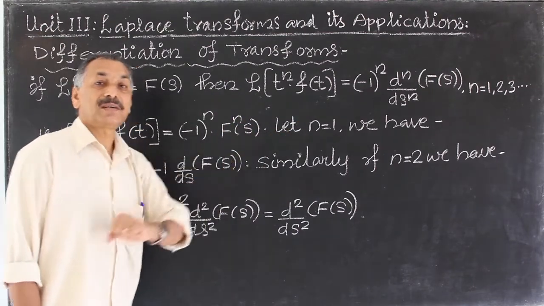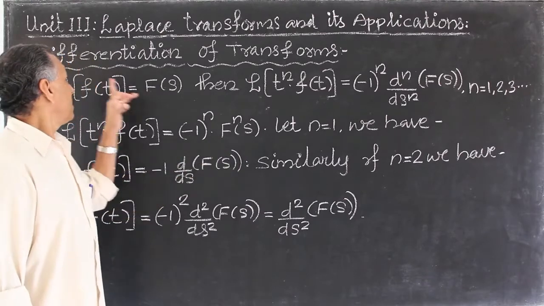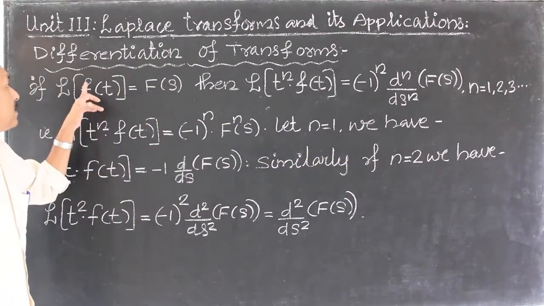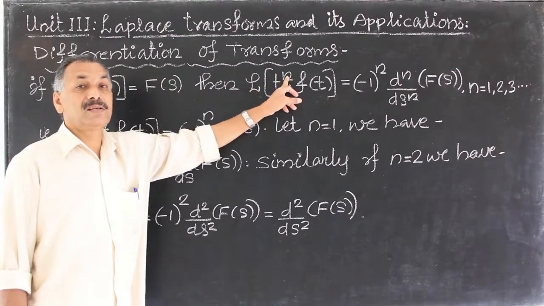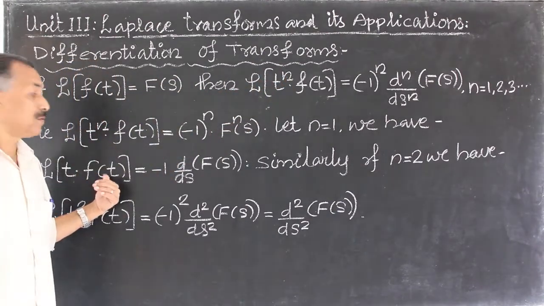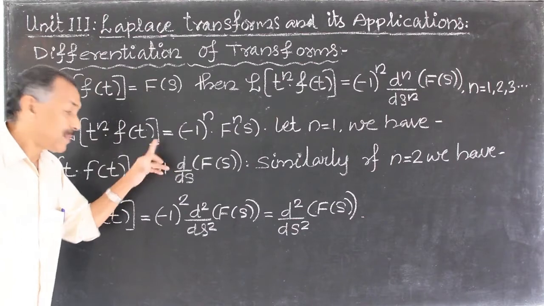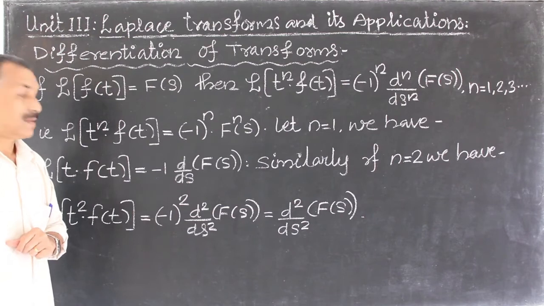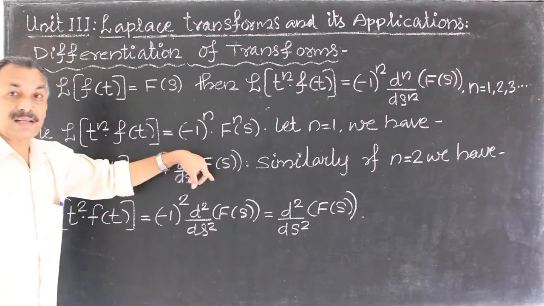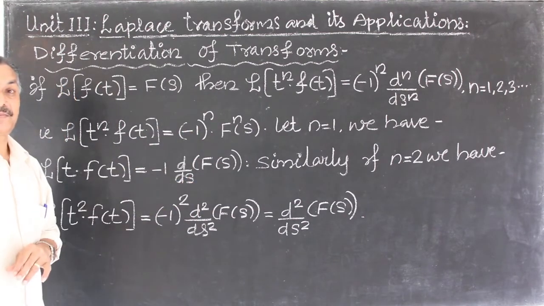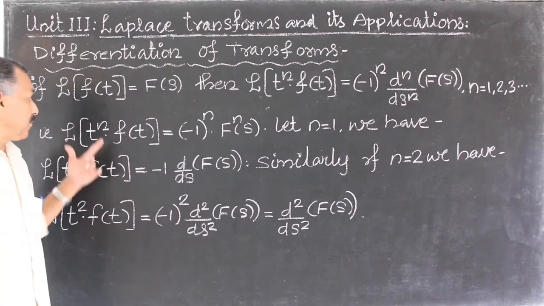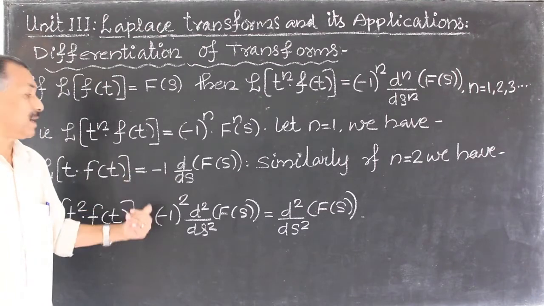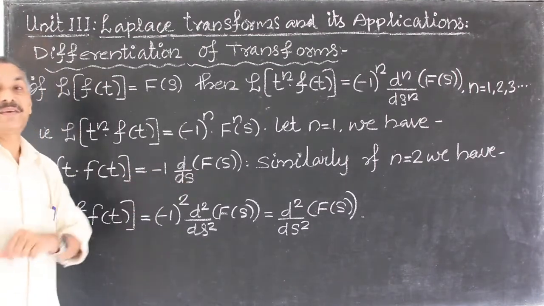Take n is equal to 1. If n is equal to 1, then we have the Laplace transform of t into f(t). T raised to n, here n is equal to 1, then t into f(t) is equal to minus 1 raised to 1, that is minus derivative of F(s), d raised to 1 divided by ds raised to n of F(s). That is, if the transform of f(t) is F(s), then the transform of t into f(t) will be minus 1 into the derivative of F(s).